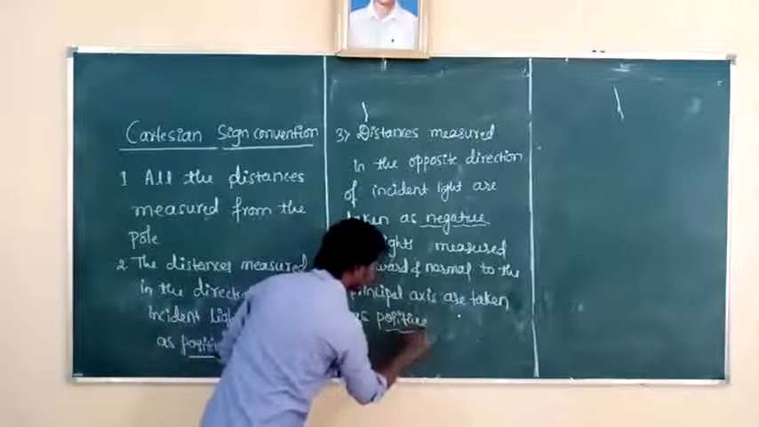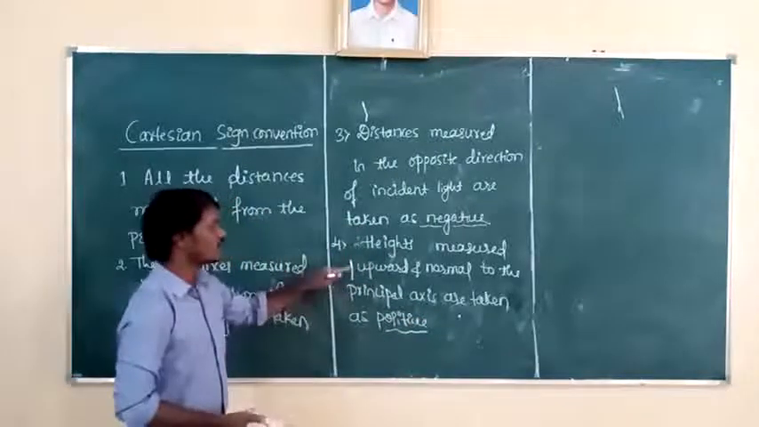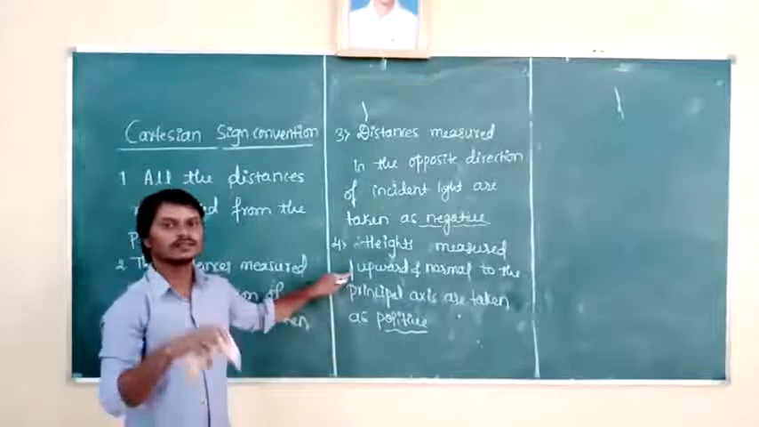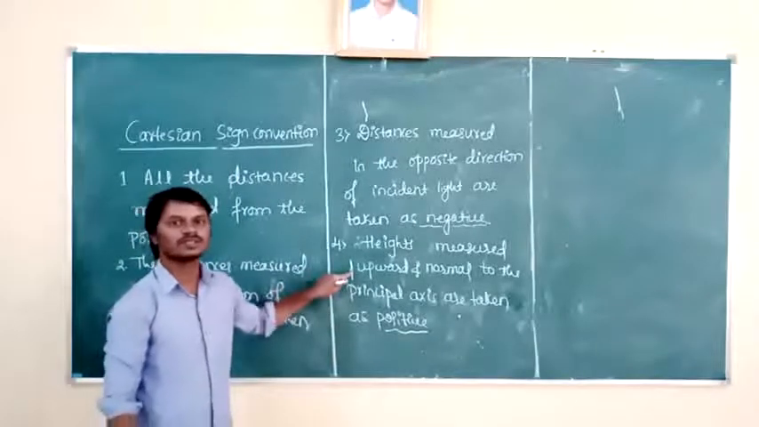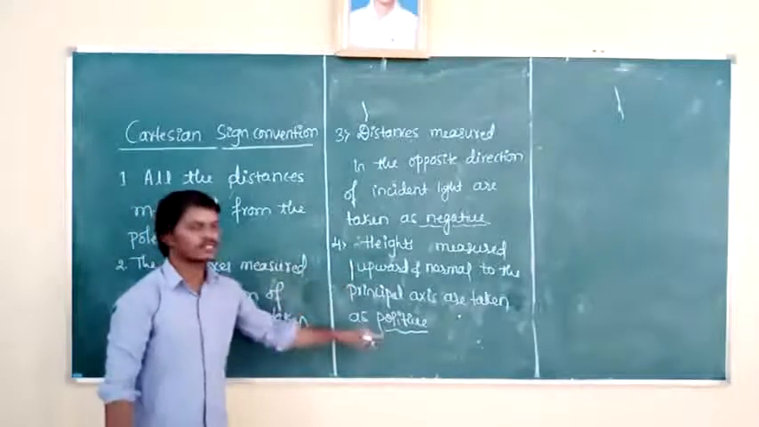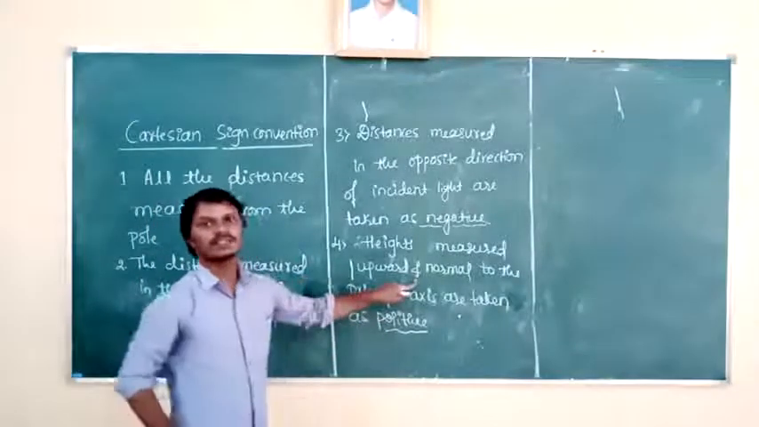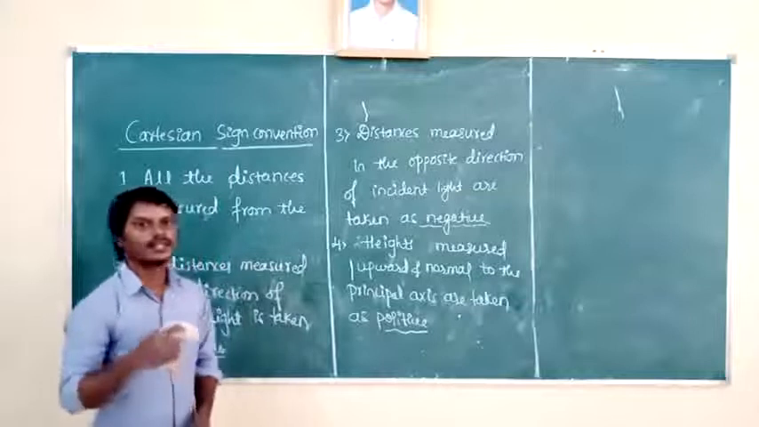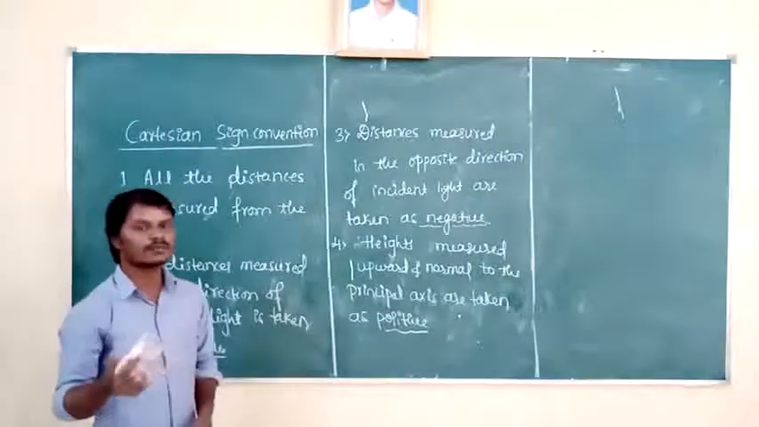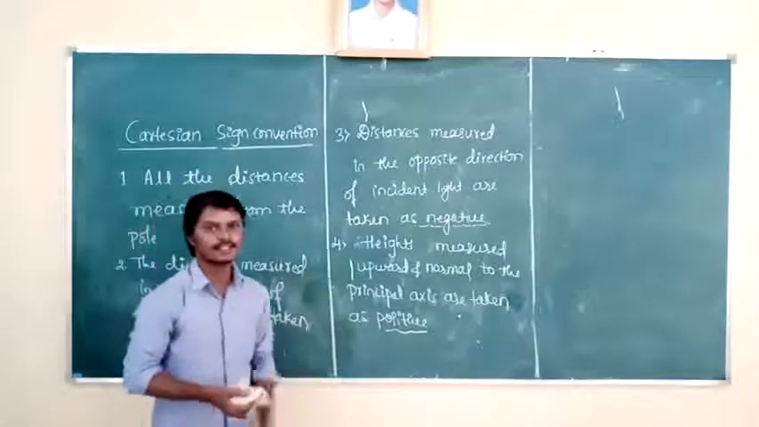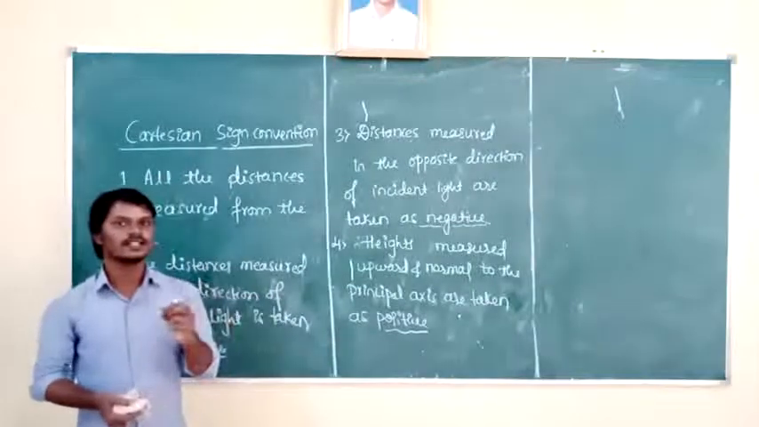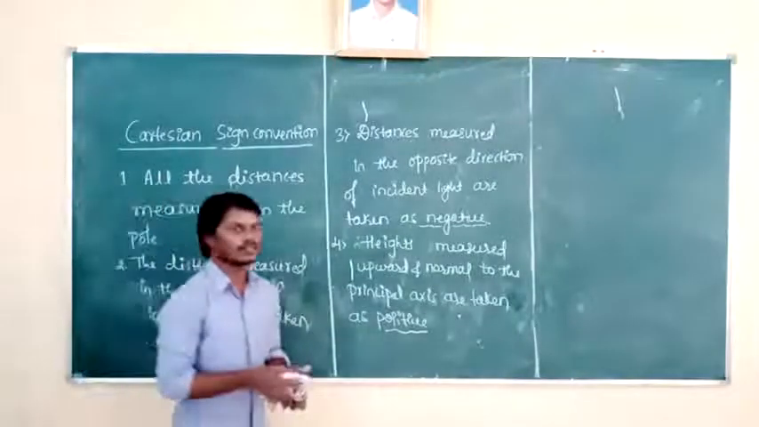So heights measured upward. Upward means here along the positive y-axis, so you have to take it as positive, and the heights are normal to the principal axis. Those heights measured upward and normal to the principal axis are taken as positive. Upward means the positive y-axis.